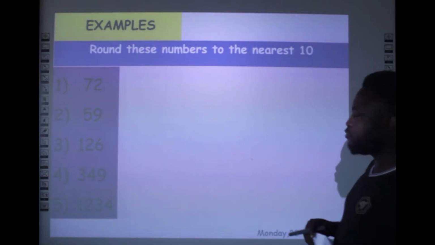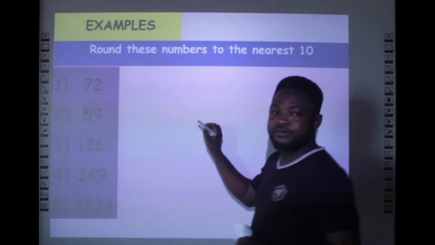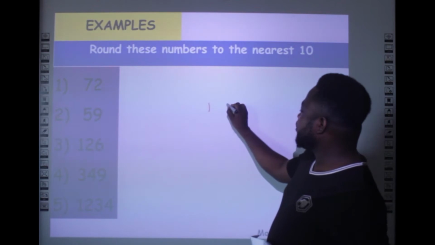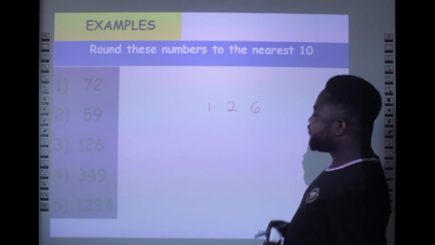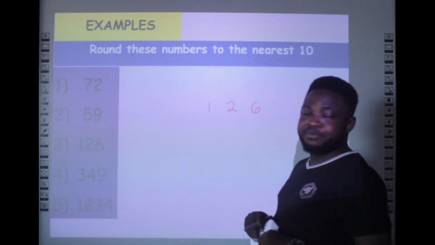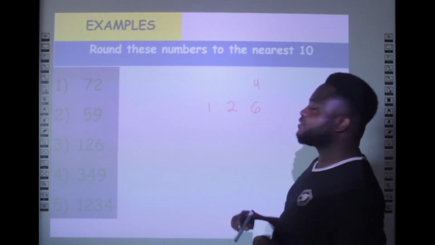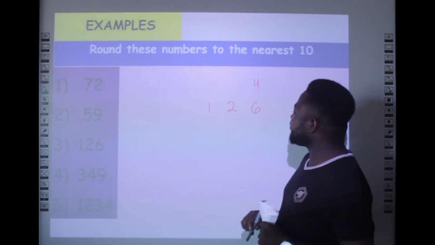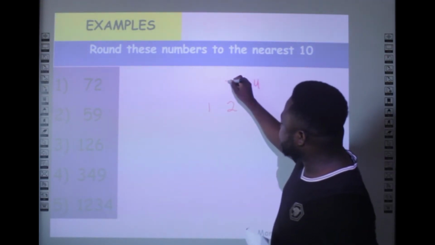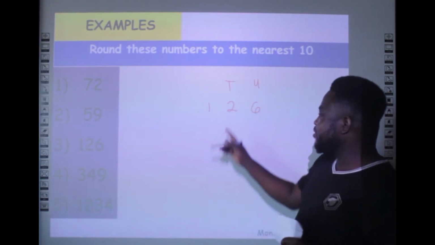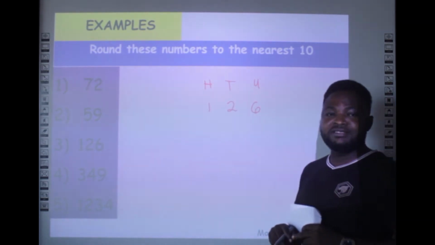Now let's go to example number 3. So we have 126. The first step is to locate their place value. So this 6 will be under units, that is 6 units. Then the 2 will be tens, 2 tens. While the 1 will be hundreds. Can you see that?